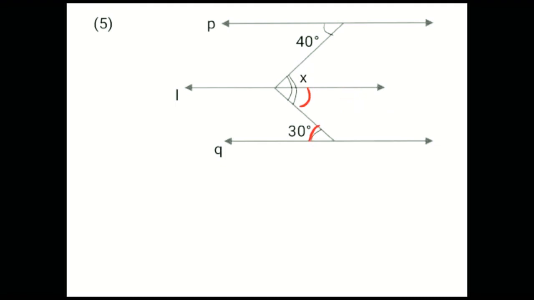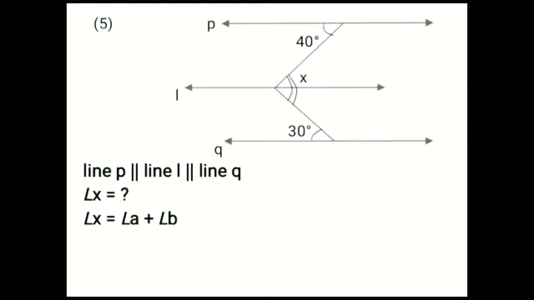So let's start doing the sums. Statement you have to write what I told you. Line P is parallel to line L is parallel to line Q. You have to find angle X. In question what is given you have to write that. Angle X is equal to angle A plus angle B. Now just now what I taught you, that you have to write. Line P is parallel to line L. First this starting 2 parallel lines you have to take.